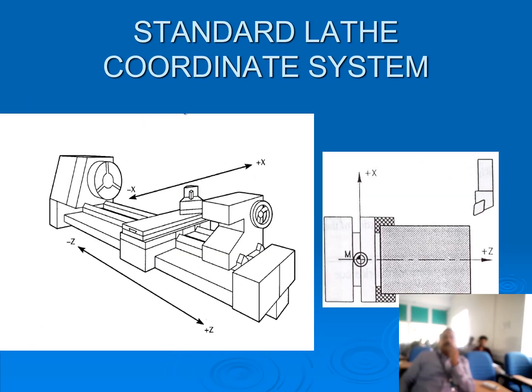In this figure, you can see the standard lathe coordinate system. When this is a chuck, automatically the x-axis is here. To the left is the minus direction, minus x, and right is plus x. And z is plus when it goes towards the tailstock, and minus when it goes towards the chuck. This is a two-axis machine.